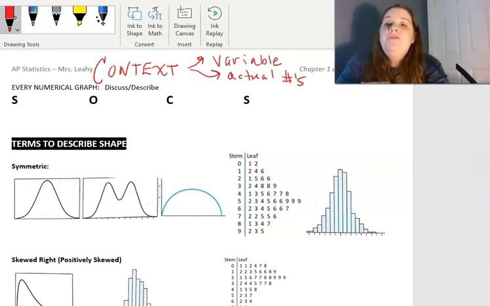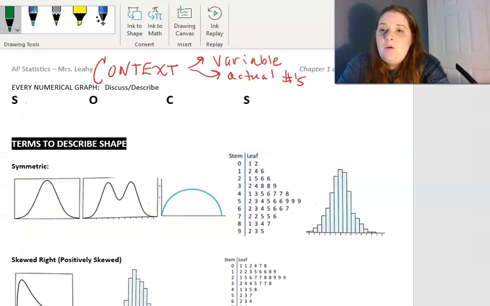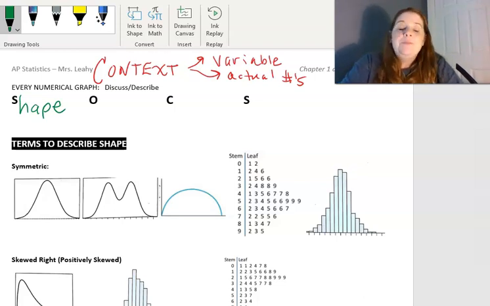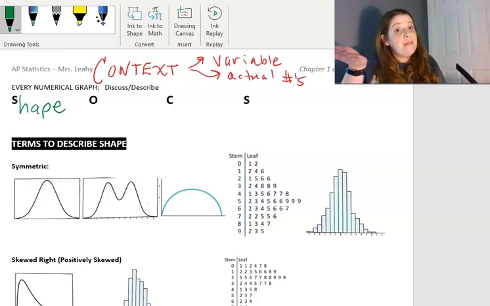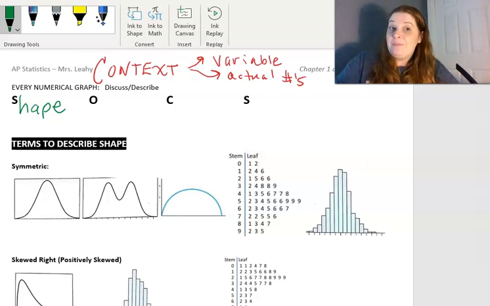All right, so the first thing that we are going to do with SOCS, the first S stands for shape. Now, I always want to start with the shape of the graph if possible, because in future chapters, we'll have a choice between referring to the mean or the median, and you make that decision based on what the shape of the graph is. So if you've already identified the shape, it helps you proceed forward in the right direction. So I want to look for shape first.